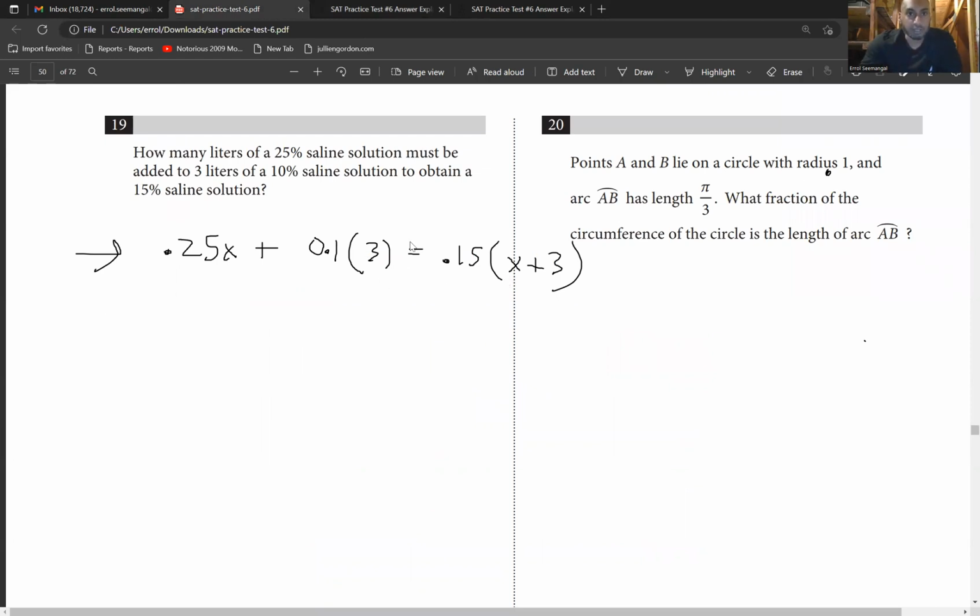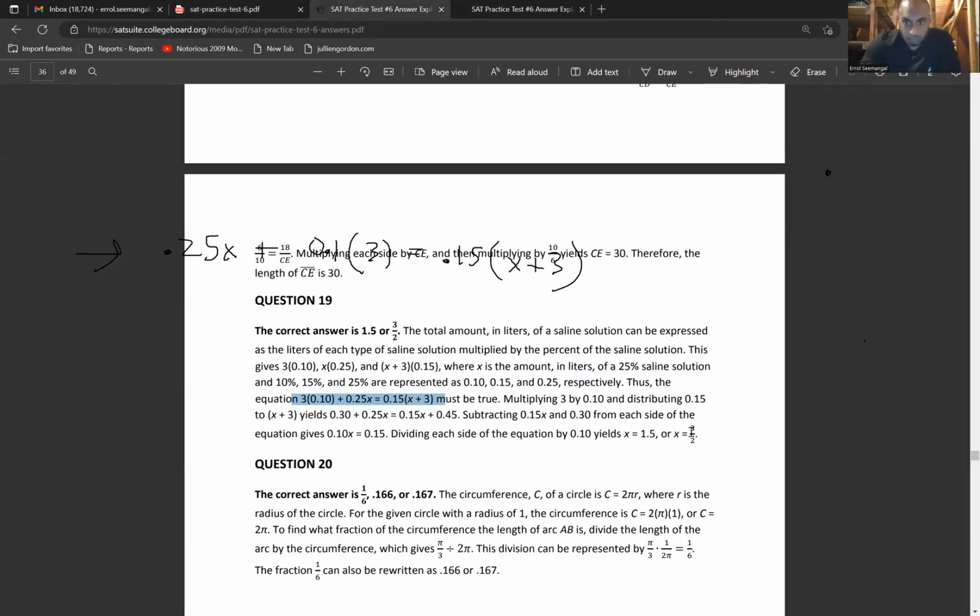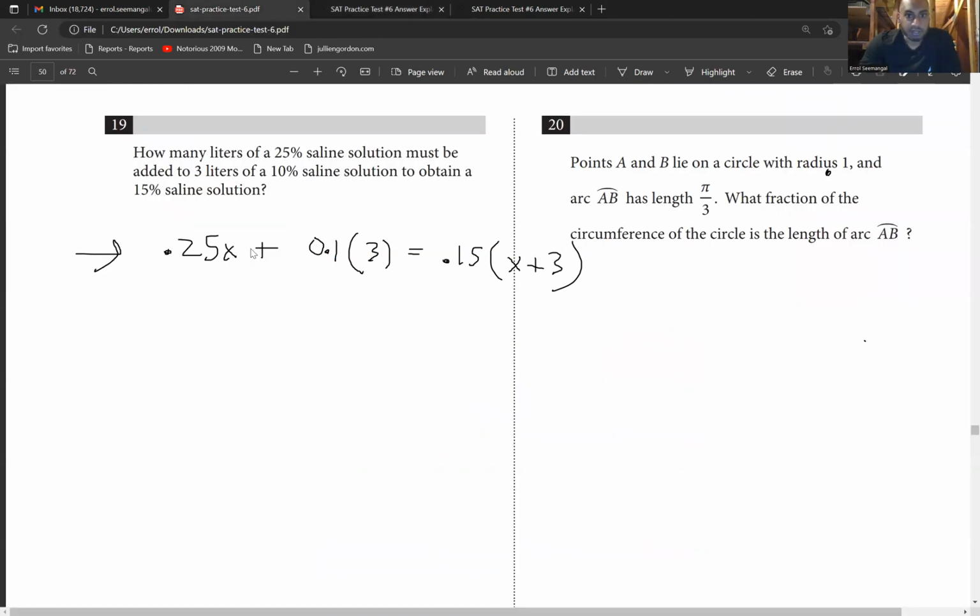So if you just solve this for x, you should get, just FOIL or distribute this right side, collect your like terms, and solve for x. You should get 1.5. Okay. The hard part is just setting this up correctly. Yeah. The algebra is just straight algebra. All right, that was 19.